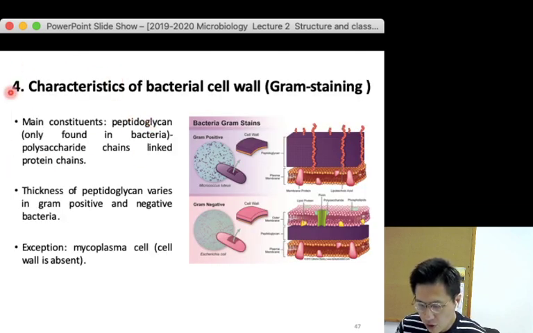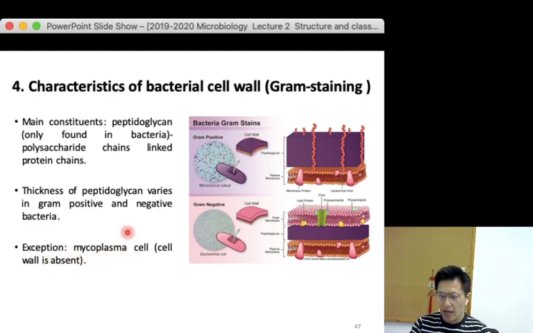The fourth one is a characteristic of the bacterial cell wall, the gram staining. Peptidoglycan is present on the surface of bacteria as a major component, but not all bacteria can be gram stained. For example, mycobacteria. Why? Because they have a wax on the surface, so we need an acid to dissolve it and then we stain it. They have a different color, so it's an acid-fast staining procedure instead of the gram staining.